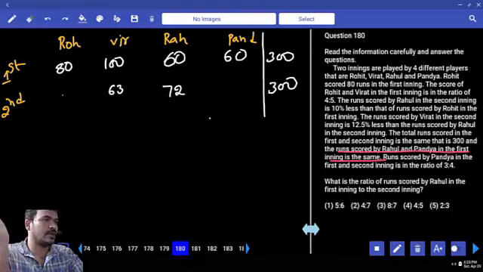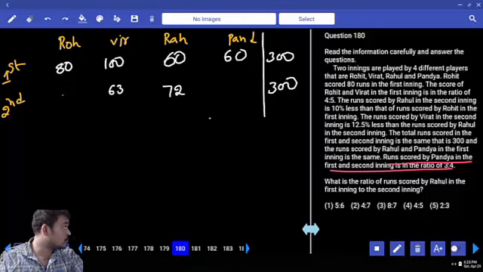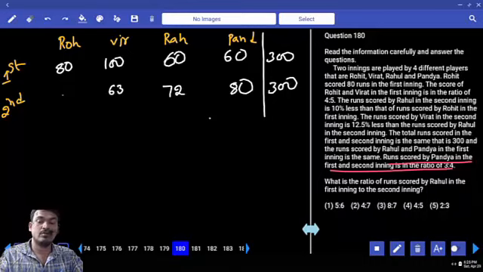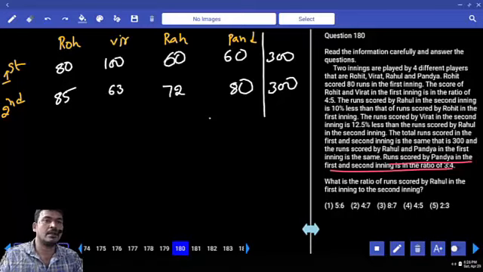300 minus 180, remaining 120. That 120 is the equal distribution. 60 and 60. For the next one, runs scored by Pandya in the first and second innings is in the ratio of 3:4. 3 parts are 60, 4 parts are 80. Out of 300, 63 plus 72, 135 plus 80, 215. What is the remaining? 85.